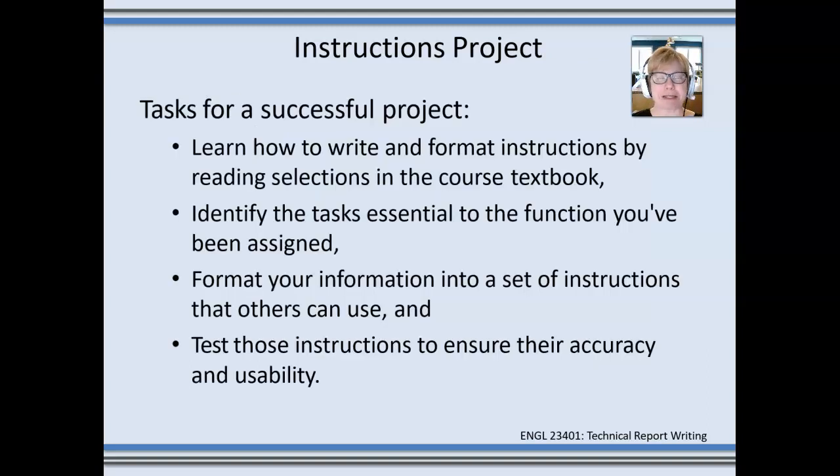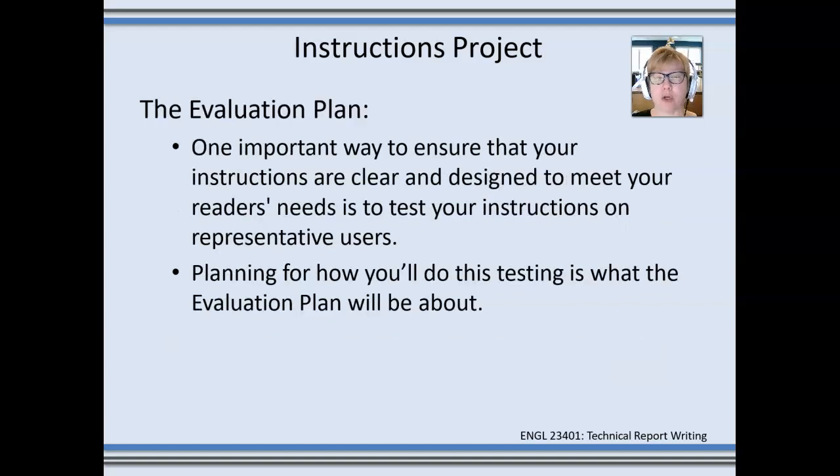Okay, back on task. So a successful project is going to be learning how to do these things, identifying the tasks, formatting those instructions to be easily used, and then testing those instructions on actual users to make sure that they work. So the first thing is the evaluation plan. One way to ensure that instructions are clear is to have that end user in mind from the get-go. And so if you plan on how to test them, you're going into it with a plan of who your audience is and how you're going to test whether that audience knows what they're doing by using your instructions. It changes everything. And so you're going to write a report with that plan in mind.